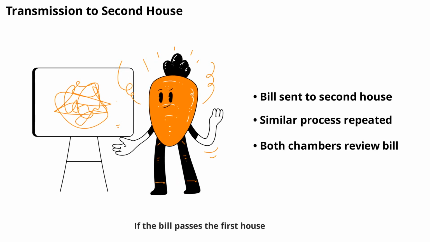If the bill passes the first house, it is sent to the second house of the legislature. The process in the second house is similar to the first. The bill is introduced, assigned to a committee, and goes through readings, debates, and votes. This ensures that both chambers have a chance to review and shape the proposed law.